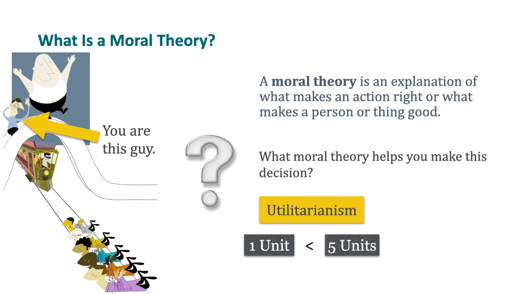Whenever you think through a dilemma like this, you are engaging in moral reasoning, and you are thinking deeply about moral theories. And so a moral theory is really just an explanation of what makes an action right, or what makes a person good, or what makes a thing good. And so a moral theory is what helps us understand our moral reasoning.